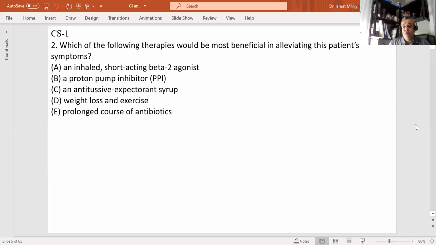Because the symptoms are due to GERD, they should be treated with a PPI as initial therapy. Although weight loss and exercise may be beneficial in relieving the symptoms of GERD, they should be considered additional therapies and not curative. Antibiotics are not necessary since the patient doesn't show signs and symptoms of bacterial or fungal infection.